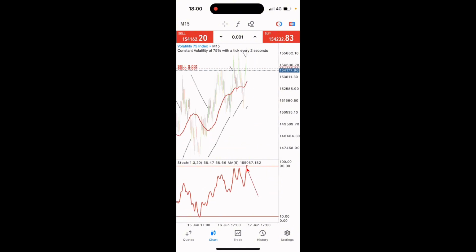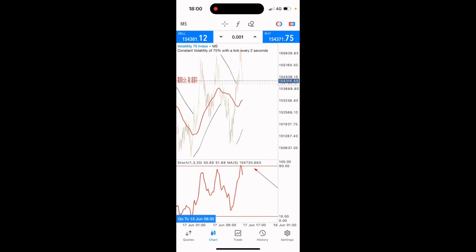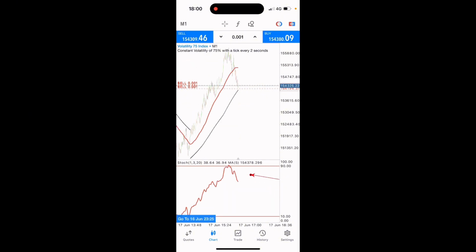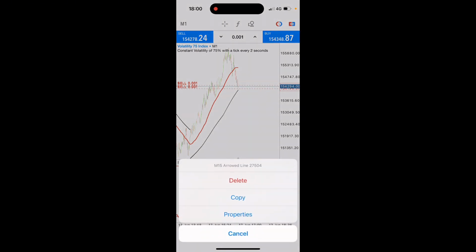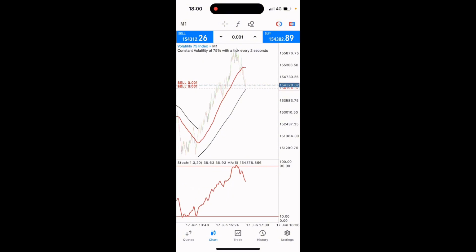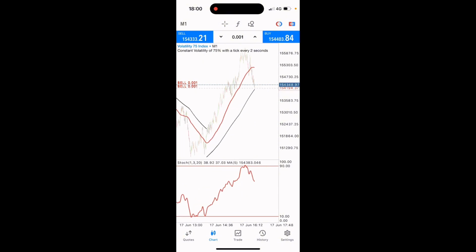They say I should use M15, so I'm using M15 right now, which is all right. But if I come back on M5, you actually see that it has already dropped down from that level, and on M1 it is far away because it already touched the level 90 and is going all the way down.